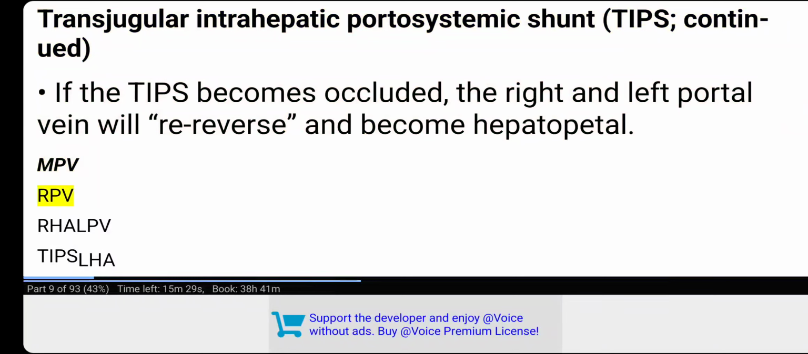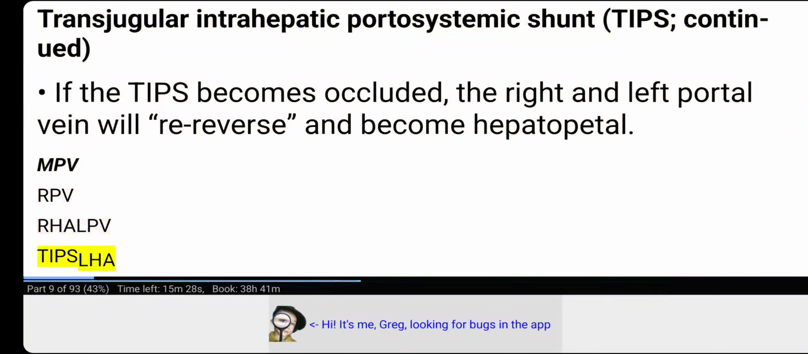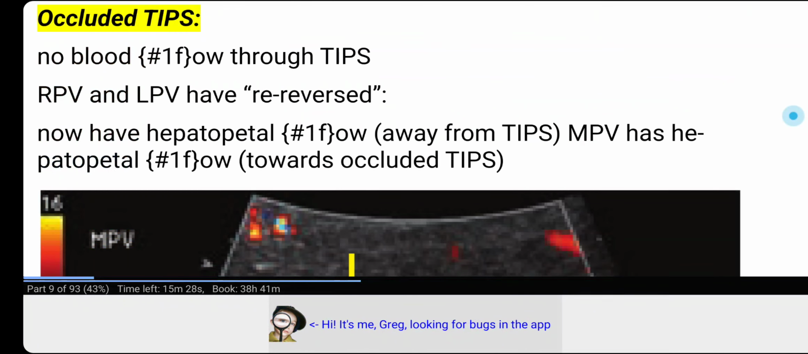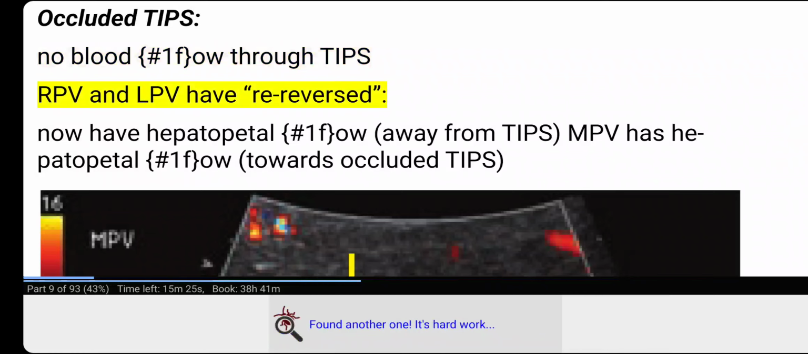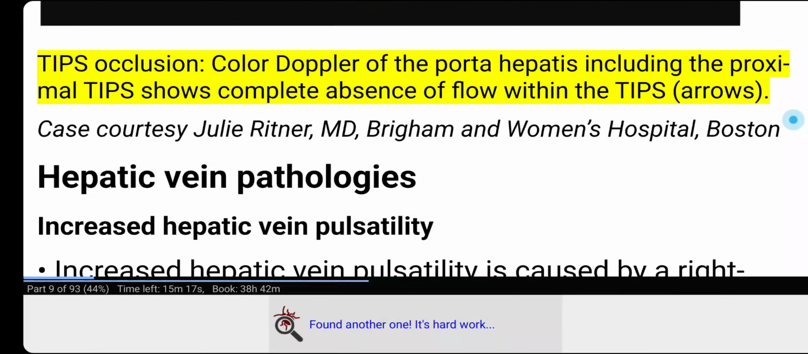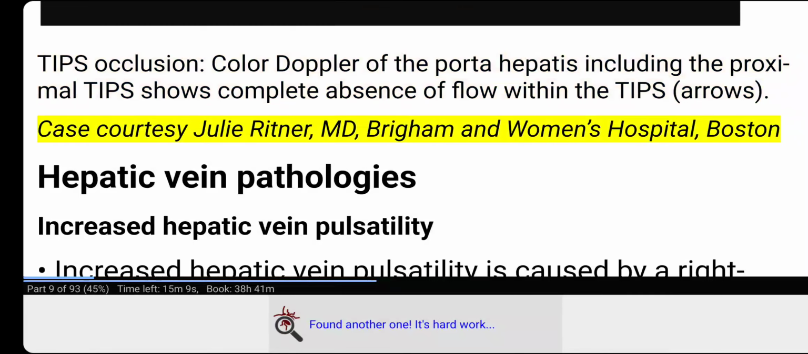MPV, RPV, LPV, TIPS, LHA. Occluded TIPS. No blood flows through TIPS. RPV and LPV have reversed. Now have hepatopedal flow away from TIPS. MPV has hepatopedal flow towards occluded TIPS. TIPS occlusion. Color Doppler of the porta hepatis including the proximal TIPS shows complete absence of flow within the TIPS, arrows. Case courtesy Julie Rittner, MD, Brigham and Women's Hospital, Boston.